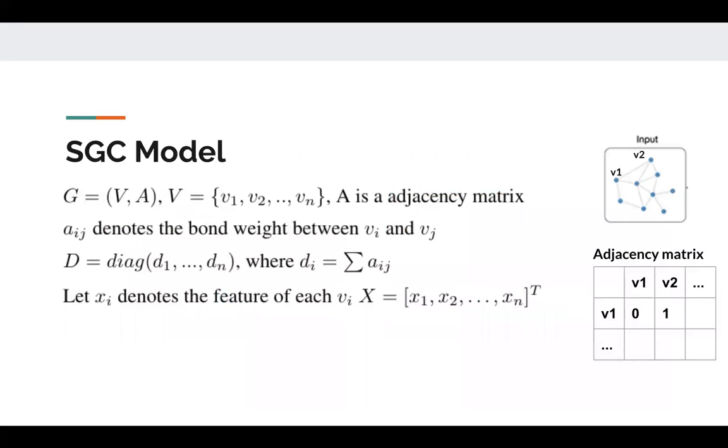The SGC model is a graph model which has V as a set of vertices or atoms and A as an adjacency matrix. Aij denotes the edge between vertex i and vertex j, and D denotes the degree matrix, and Xi denotes the feature of each vertex i. X is a feature of the whole graph or the whole molecule, which is a concatenation across all atom features.